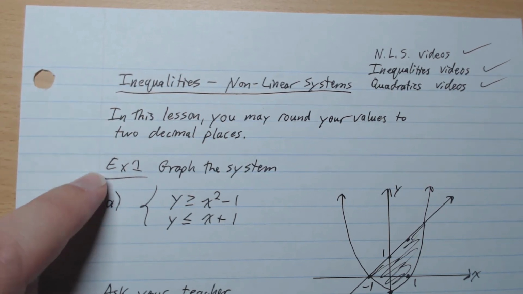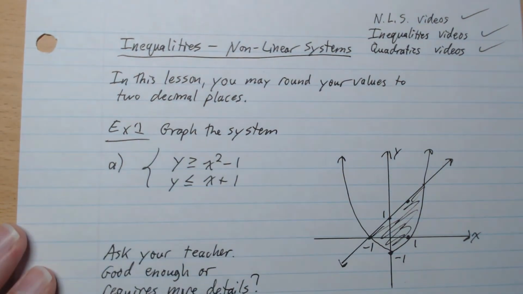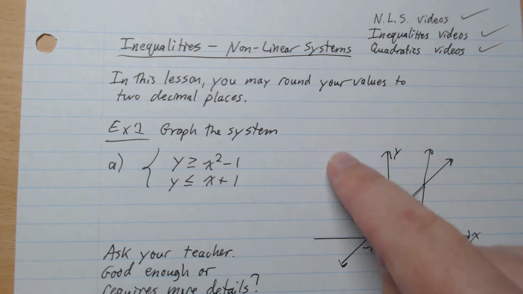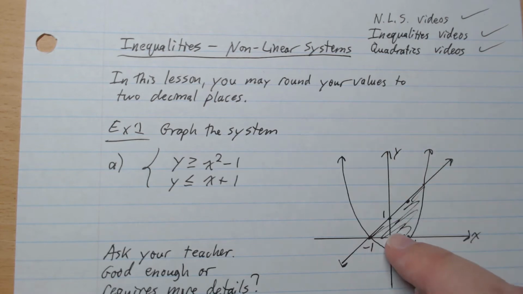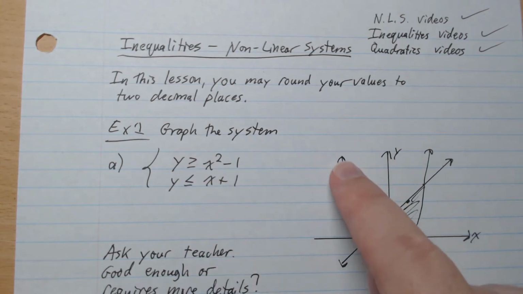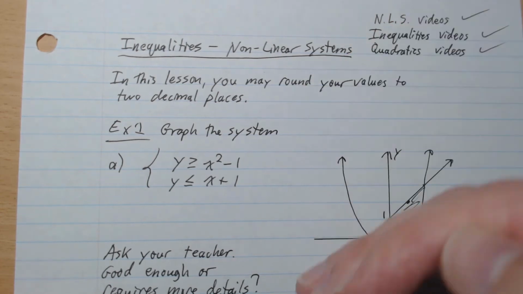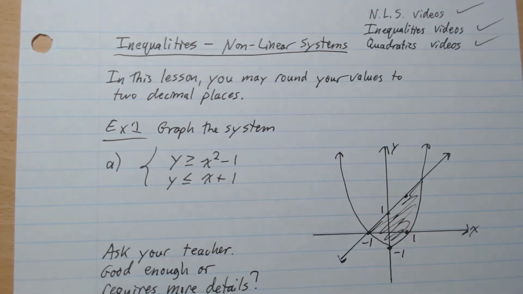So let's get started. Example 1, graph the system. So y greater or equal to x squared minus 1. So this is our x squared minus 1, like that, down by 1 as such. And it is greater or equal, so it is a solid boundary line because you're allowed to be equal, and it's above x squared minus 1, like that.